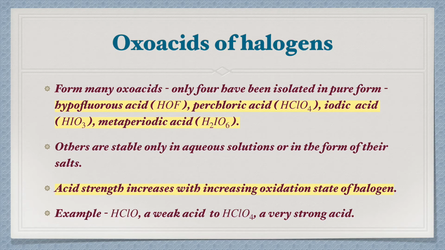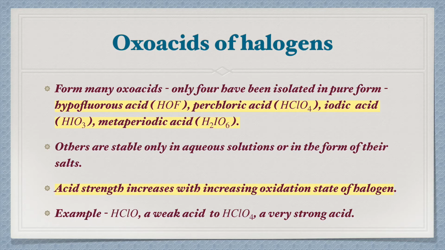Now we'll start with oxo acids of halogens. Halogens normally form many oxo acids. Out of that, only 4 have been isolated in pure form. They are hypofluorous acid, that is HOF. Second one is perchloric acid, HClO4. Third one is iodic acid, HIO3. And the last one is metaperiodic acid, that is H5IO6.